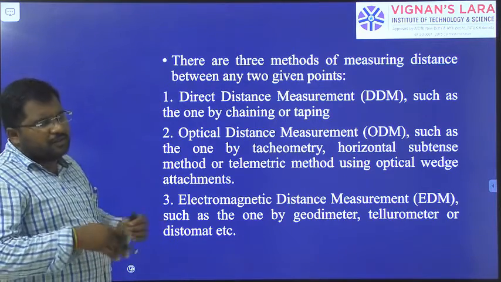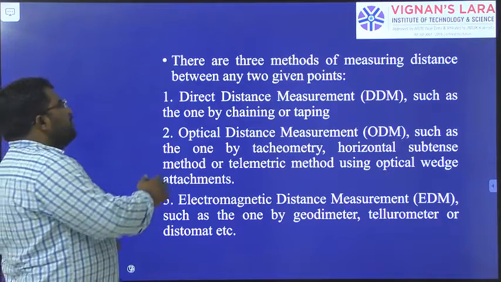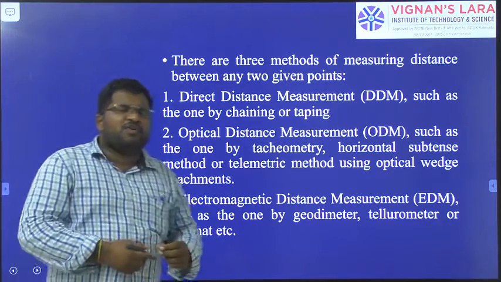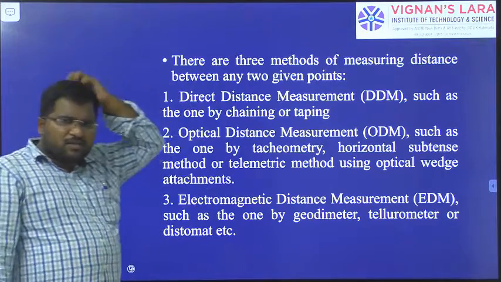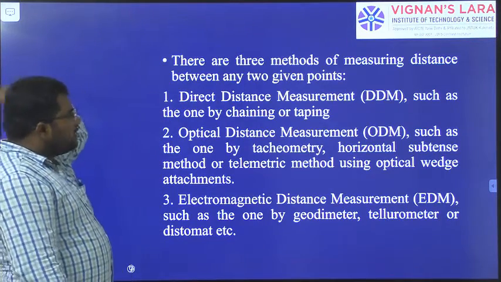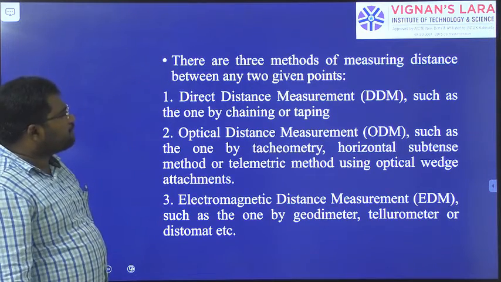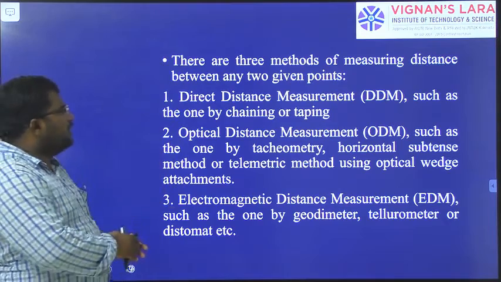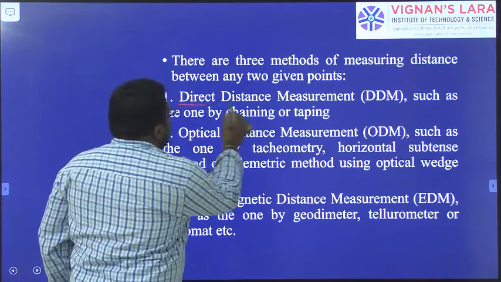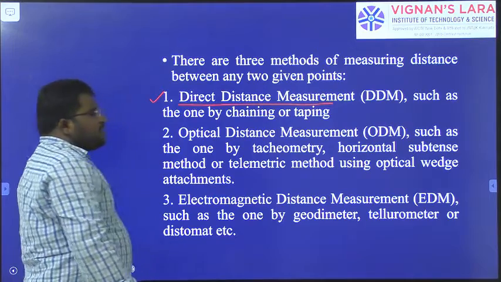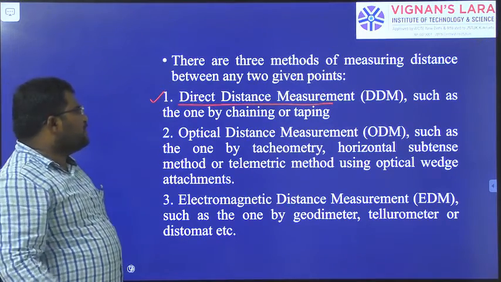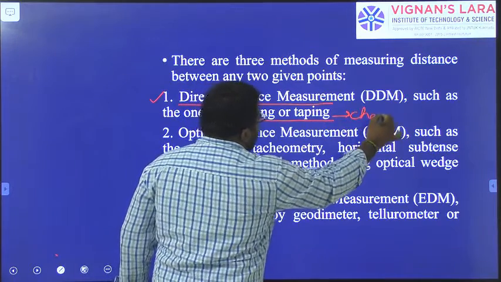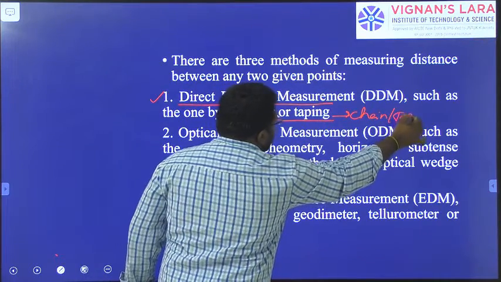First of all we will see some introduction to electronic distance measurement, right? Before going to electronic distance measurement, we have to know what different methods are already there to measure the distance between any two given points. For that we have the first method, that is direct distance measurement, okay? That is called DDM. Here we are going to use either chain or tape, okay?